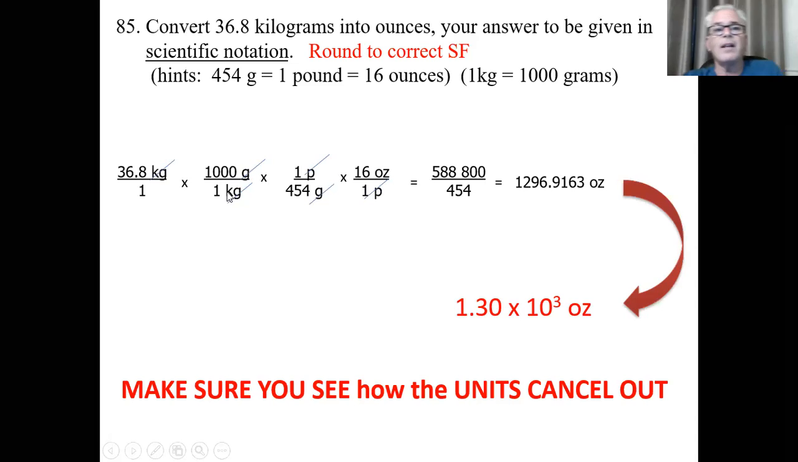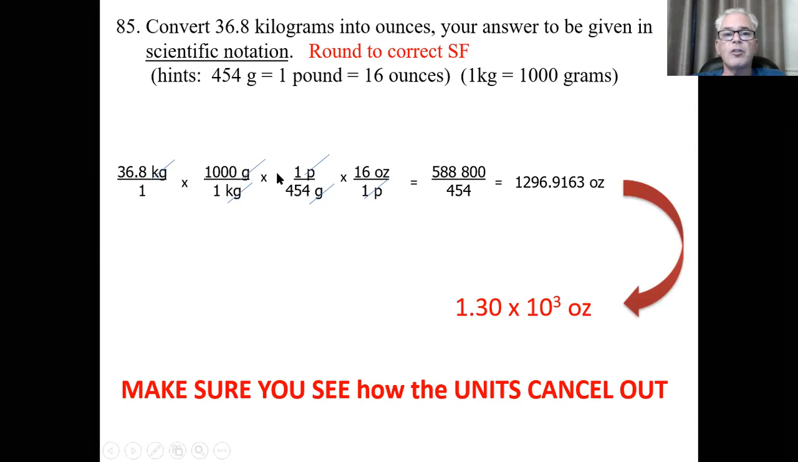Oh, look, I went from kilograms to grams, then grams to pounds, then pounds to ounces. But that's still all the same. The 16 is on the top with the ounces and the 454. So to do it this way, I took an extra step. Instead of doing it in 3 steps, I did it in 4 steps, but we get the same exact answer.